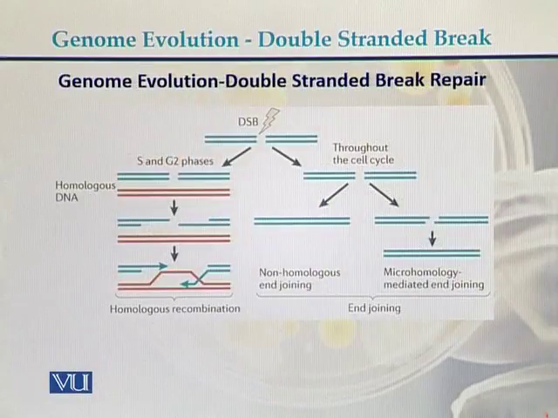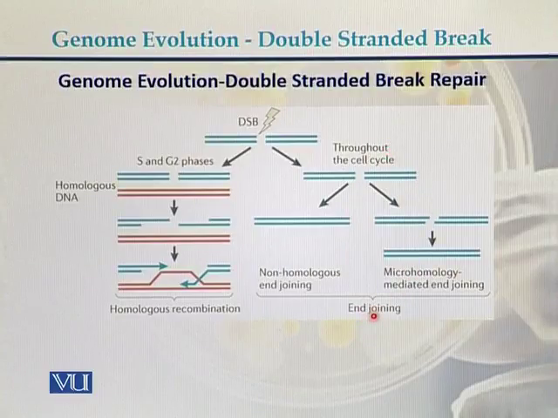In this diagram, we can see that there is a double-stranded break in the DNA. This double-stranded break can be repaired with the help of homologous recombination. These are the homologous chromosomes, and they exchange their parts, and these breaks are repaired. Here we can see that both strands are broken. These can be repaired with the help of homologous recombination, but double-stranded break repair can also be done with the help of end joining.